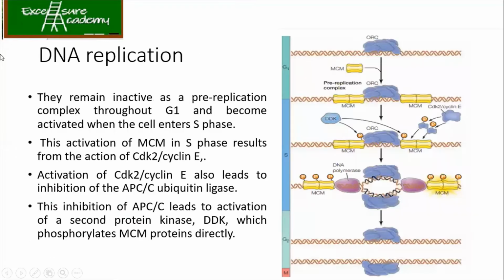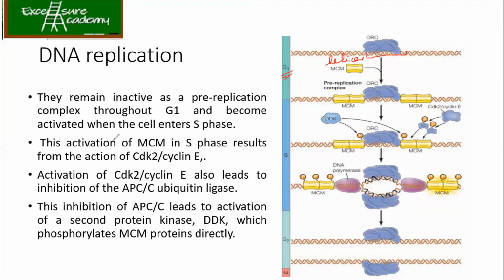So DNA replication, as you see here, we have the origin of replication. This is in the G1. Now ORC comes and binds to the origin of replication. Later, MCM will come and bind. MCM is a helicase, mini chromosome maintenance protein. It comes and binds and it forms a pre-replication complex. This means that now DNA replication will start, okay?